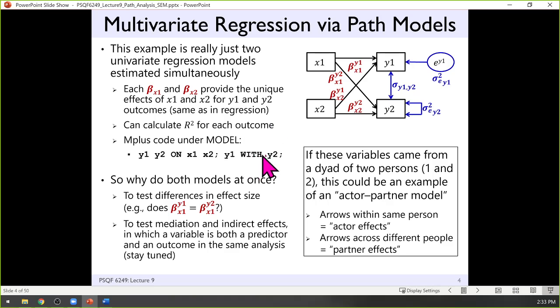This model says that whatever is left over in y1 after controlling for the x's is correlated with whatever's left over in y2. And that's appropriate if you think about the fact that these outcomes came from the same person, so they're probably going to be related to each other.